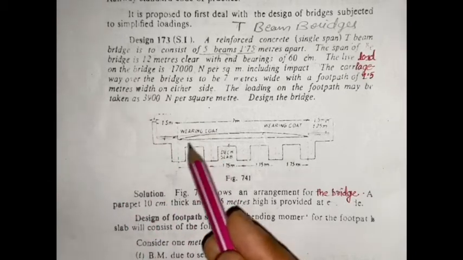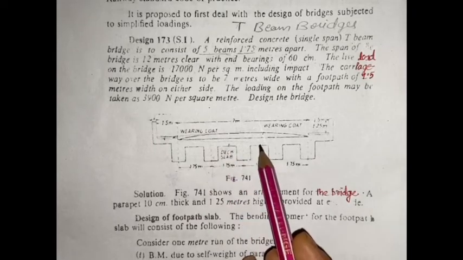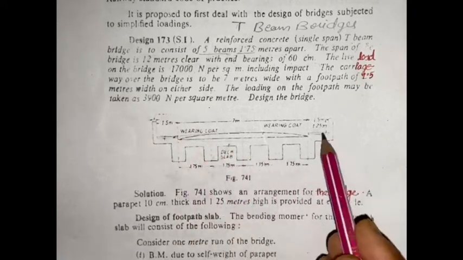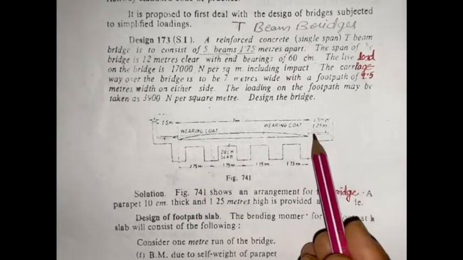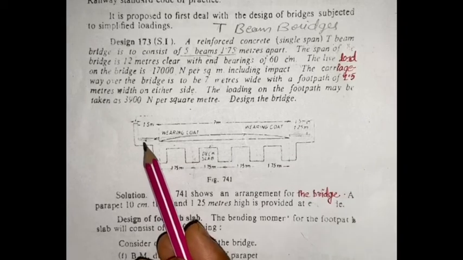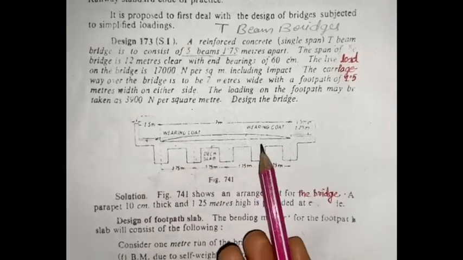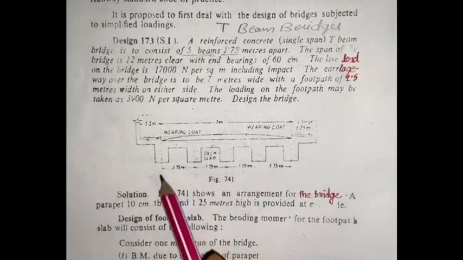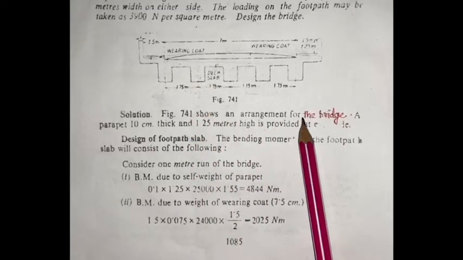Okay, here is our figure according to the values given. These are the components of the T-beam bridge. This is known as the deck slab. Here we have to design the deck slab. This is the footpath, on both sides of the carriageway. This is our road, and these are our 5 beams: 1 T-beam, 2 T-beam, 3 T-beam, 4, 5. All are 1.75 meter apart from each other. This figure shows an arrangement of the bridge.